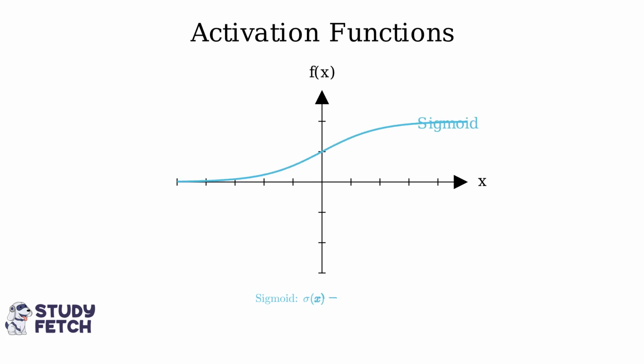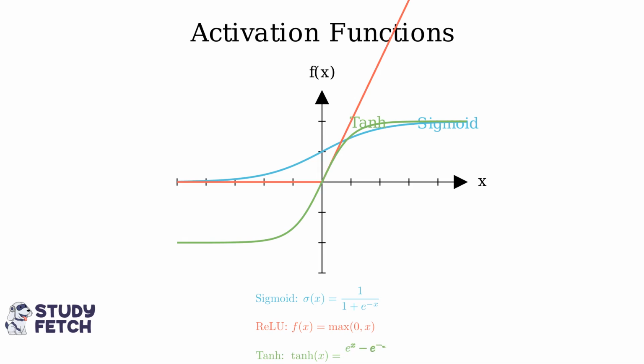The sigmoid function squishes values between 0 and 1, making it useful for probability outputs. However, it can cause vanishing gradient problems in deep networks. The rectified linear unit, or ReLU, outputs 0 for negative inputs and passes positive inputs unchanged. It's computationally efficient and helps resolve the vanishing gradient problem.